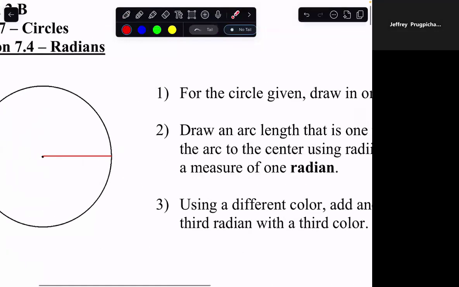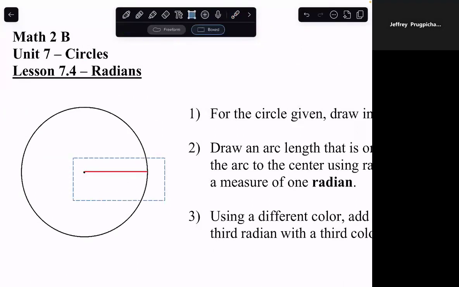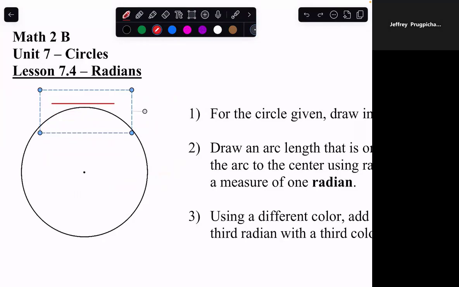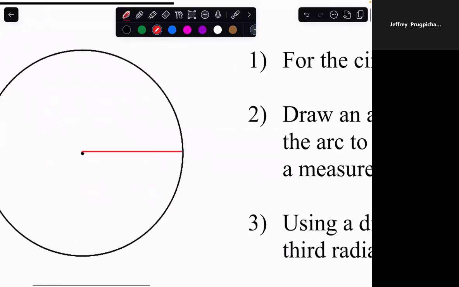Okay, so what that means is I want you to imagine taking this radius and curving it, like, I can't do it, but bending this down so that it fits on the edge of the circle. It's a little hard to show you, but let me just do it on the board. Imagine the size of 1 radius curving around the edge of the circle. Like if you had a piece of string that was this long, how far would it go if you curved it on the edge of the circle?